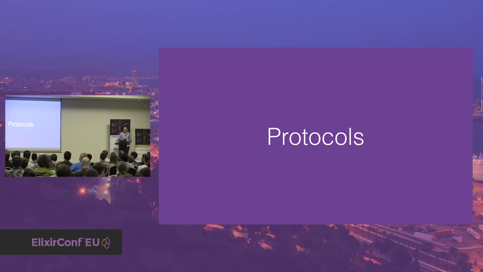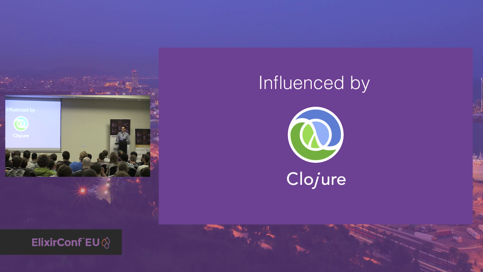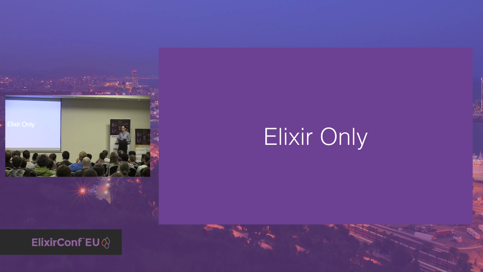All right. So this is where protocols come in. Protocols are a language feature of Elixir, and they allow us to solve this problem. They were influenced heavily by Clojure. I'm not going to say that they were copied. You can ask Jose if he would say that. They came from Clojure, and they kind of follow the same sort of pattern that Clojure does. These are an Elixir-only feature, so this feature does not exist in the underlying Erlang system.